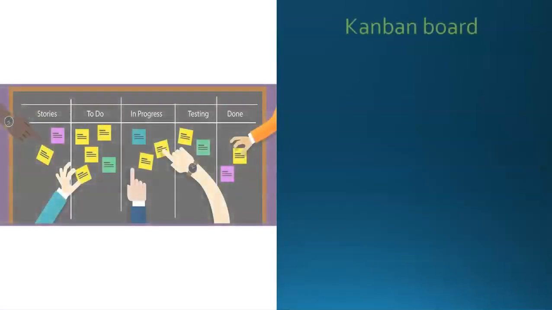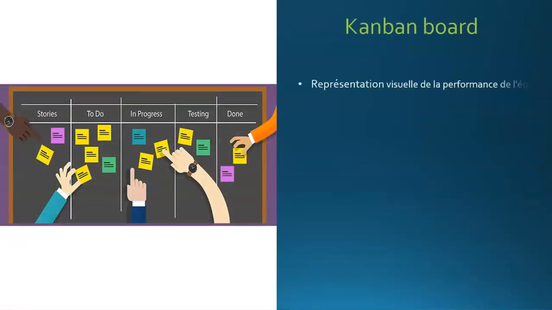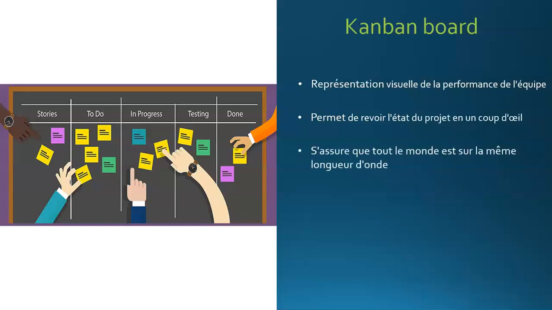Next, let's look at the Kanban board. The Kanban board is a visual representation of the team's work. It allows you to see in real time where the team is at and to ensure that everyone is on the same page. It is also a way of ensuring transparency. Not only is everyone on the same wavelength, but everyone knows what everyone is working on. Everyone knows what the priorities are.